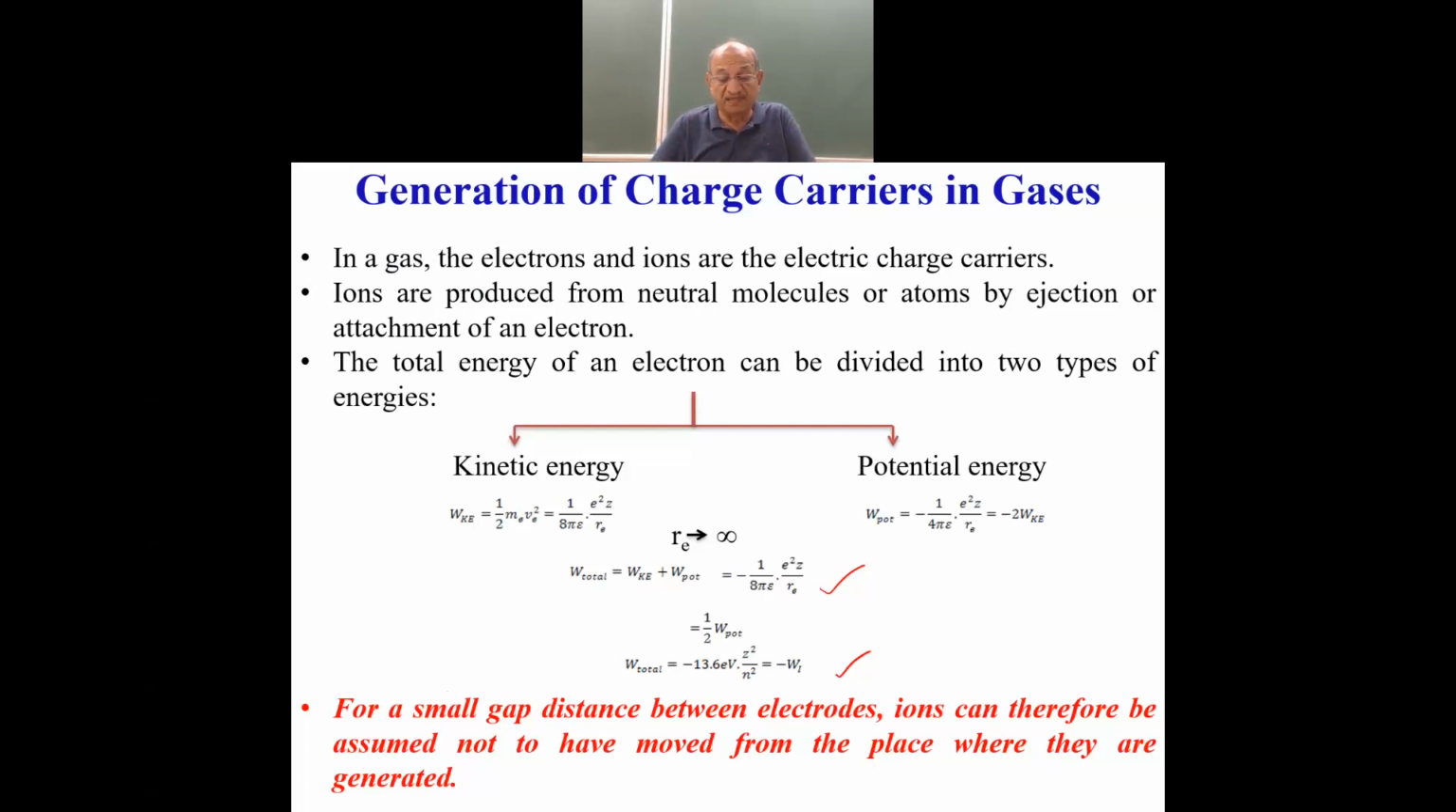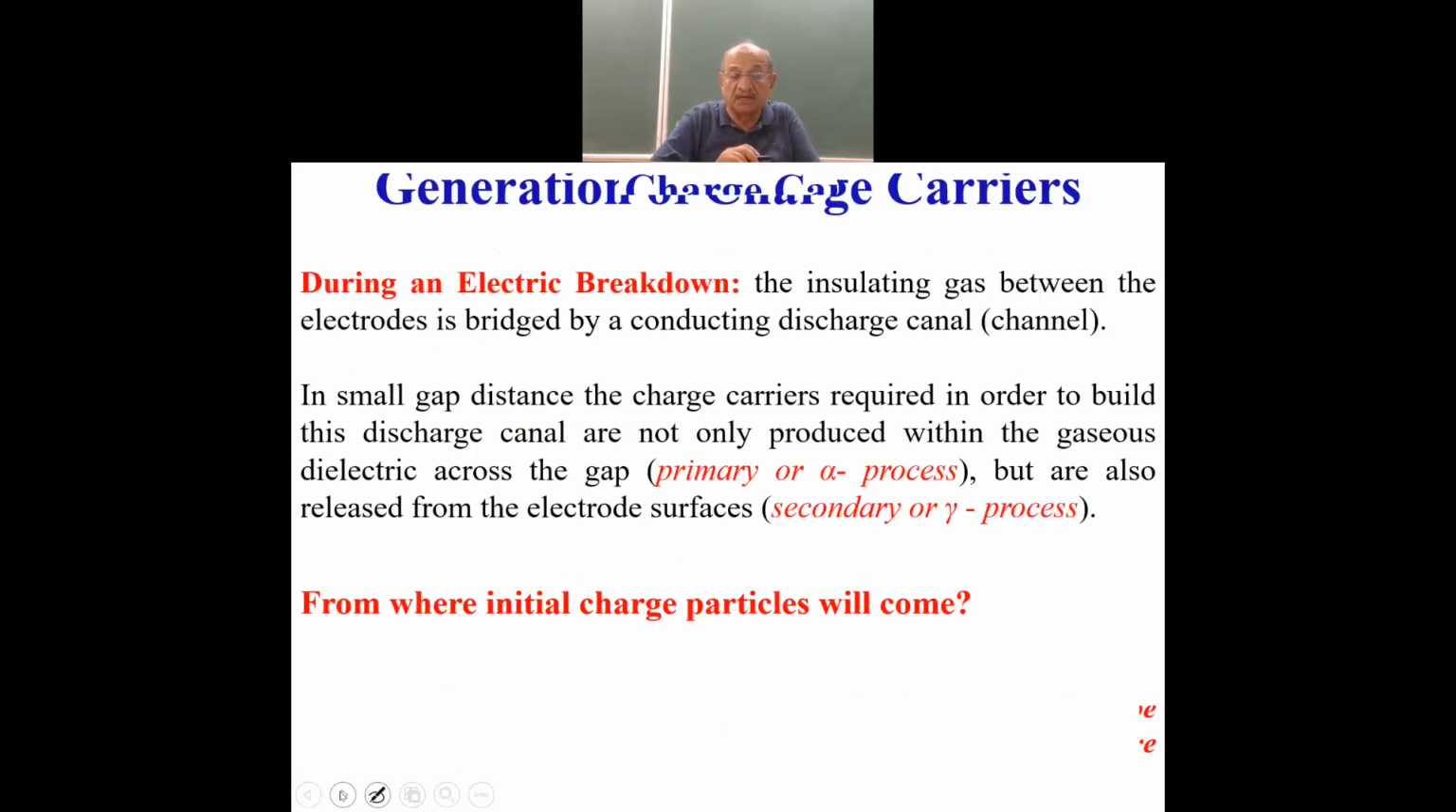For a small gap distance between electrodes, ions can therefore be assumed not to have moved from the place where they are generated because of the difference in the potential and the kinetic energy. So they are considered to be more or less stationary.